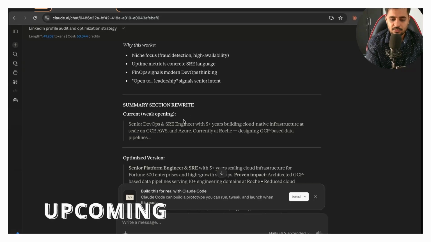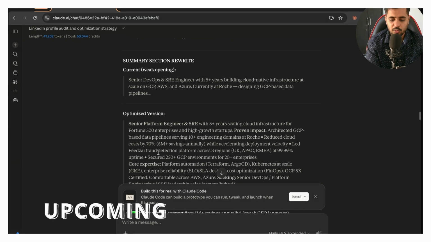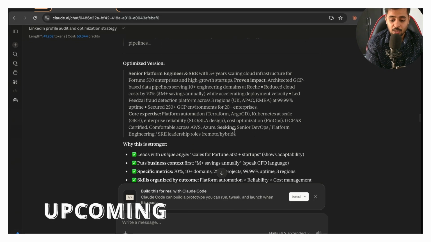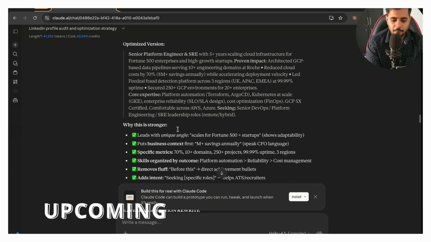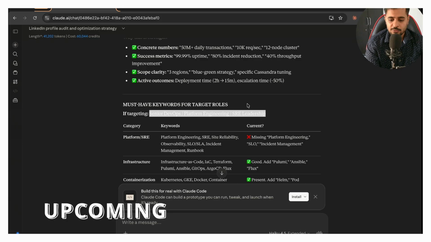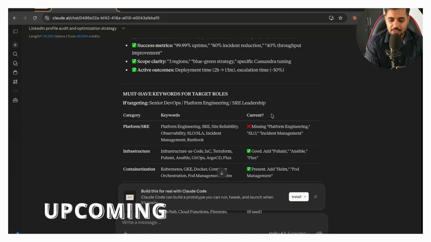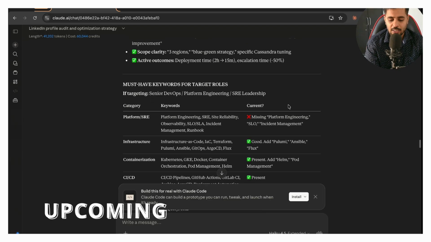See the summary section rewrite. Okay, current is weak opening, optimized version. This is the optimized version Claude has given to us. You can use that right away in your profile. Okay, so must-have keywords for target roles. These are the keywords you need to add for ATS. LinkedIn will order your profile as per the keywords you have added in your profile.